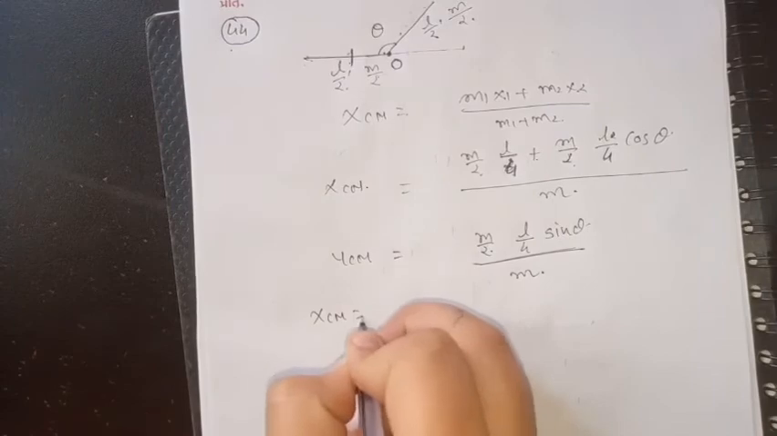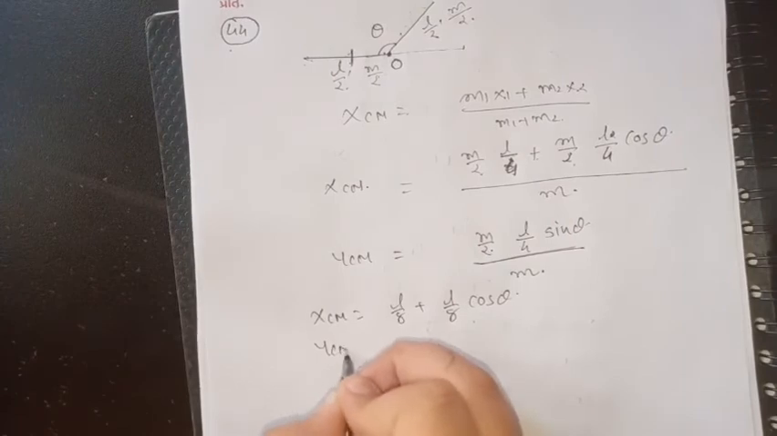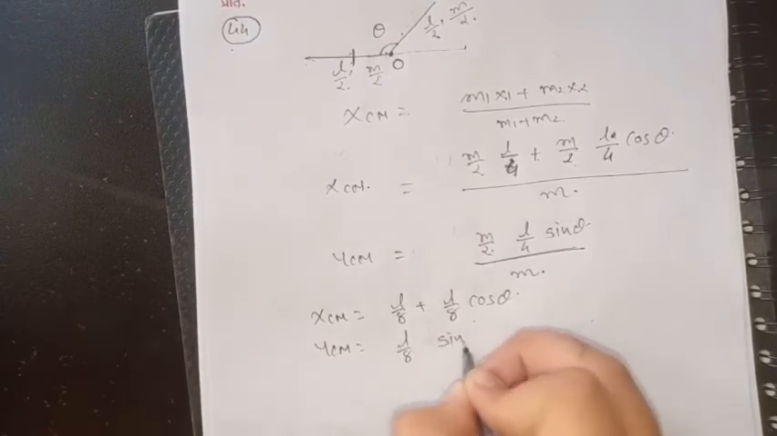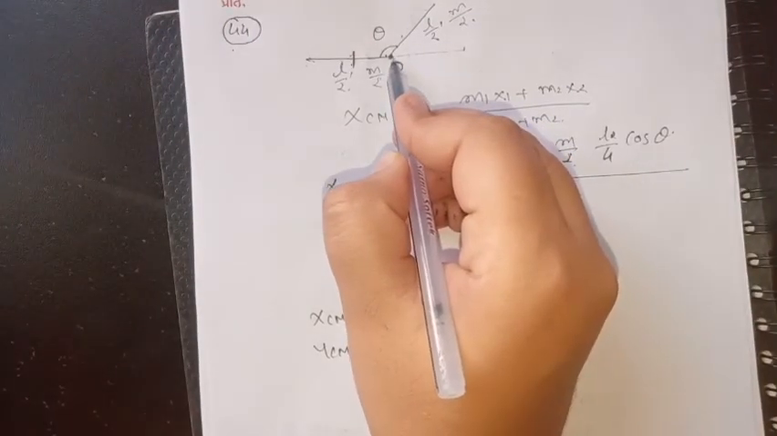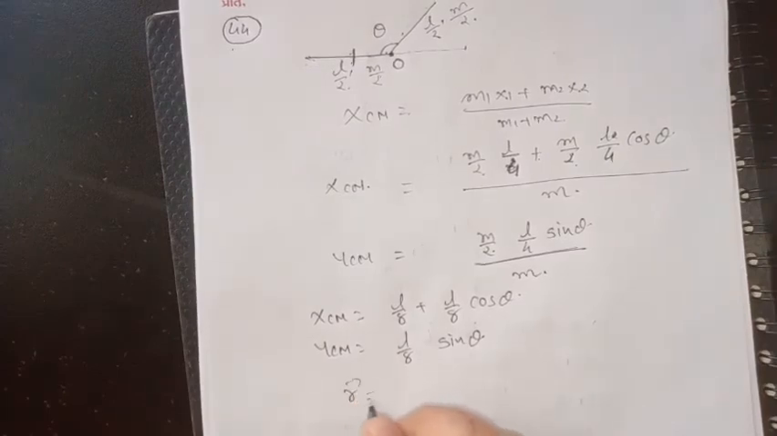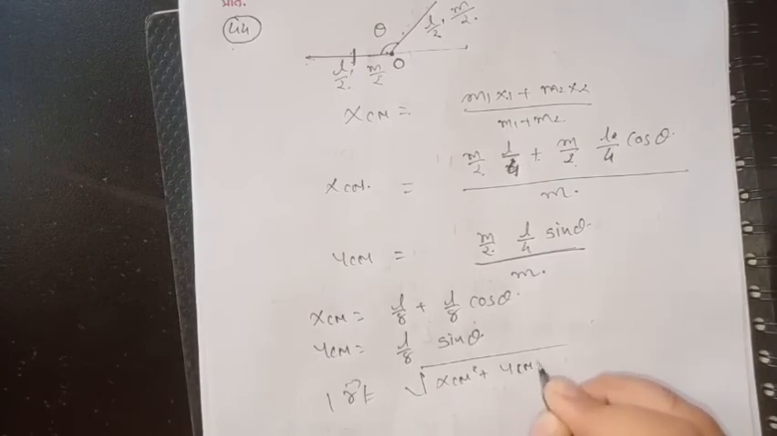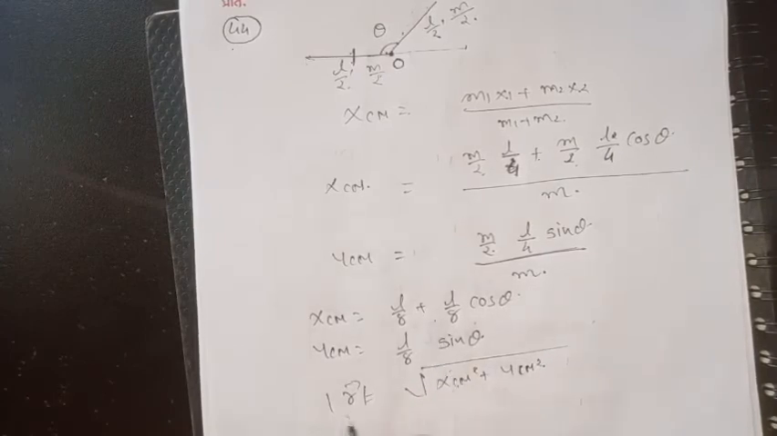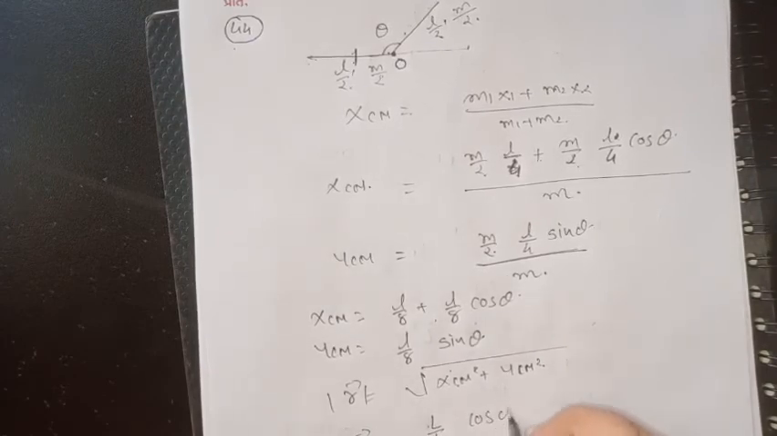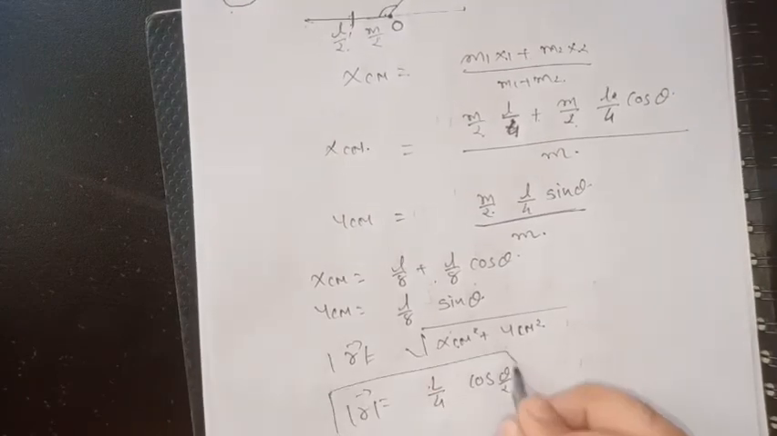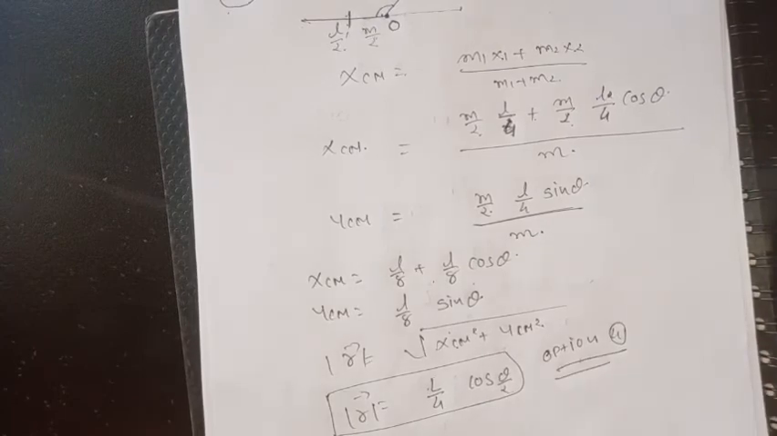So XCM will be L by 8 plus L by 8 cos theta and YCM will be L by 8 sin theta. Now we have taken this point as origin. We want to find the position of center of mass. The position vector's magnitude will be under root XCM square plus YCM square. Put this value in this equation, we'll get R magnitude is equals to L by 4 cos theta by 2. So option 4 is correct option.